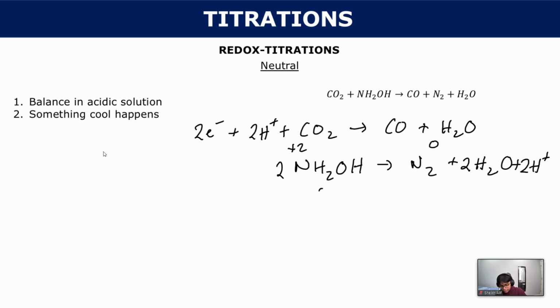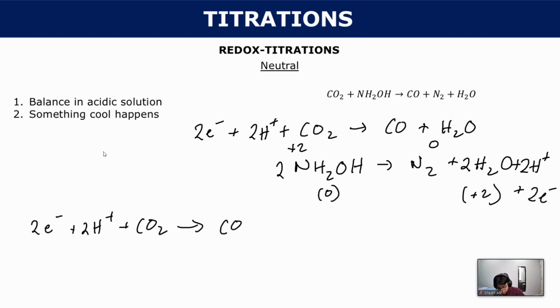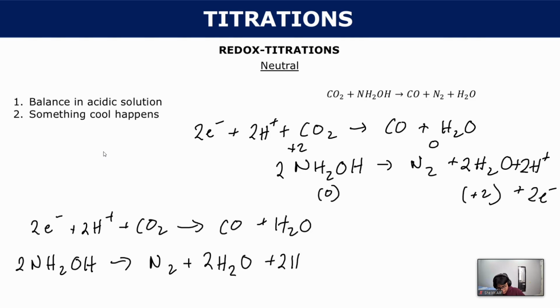And then on the bottom one, we have a 0 charge here, but a +2 charge here. So let's add 2 electrons here. And so now let's write out the 2 half reactions over here. 2H+ plus CO2 produces CO plus H2O. And then 2NH2OH produces N2 plus 2H2O plus 2H+ plus 2e-.